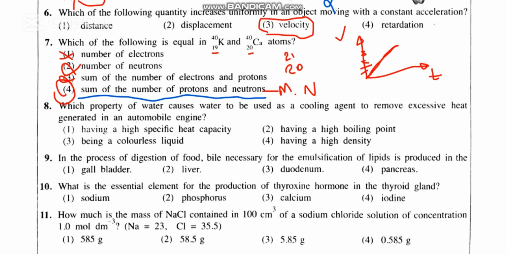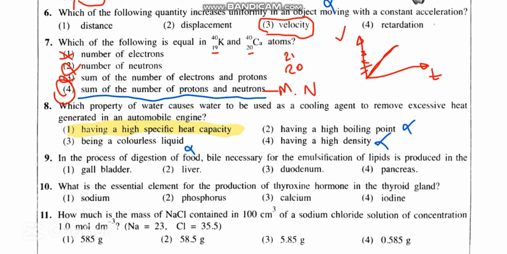Which property of water causes water to be used as a cooling agent to remove excessive heat generated in an automobile engine? Now just forget the automobile engine. They are asking what is the property of water to use it as a coolant. That is due to its high specific heat capacity. You know it. Being a colorless liquid, there's no such special property. High boiling point is a property, high density also is a property, but it is not useful for the cooling agent.